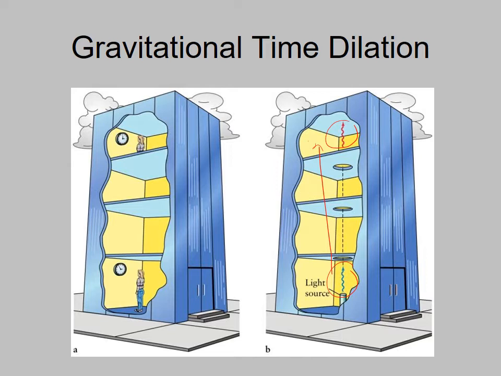Okay, so it's not because it's moving away from you, it's because gravity is so strong, it's slowing time near the presence of it, and so the light being emitted is redshifted. It's not shifted because of velocity, but shifted because time is running at a different rate. And so this is gravitational time dilation.